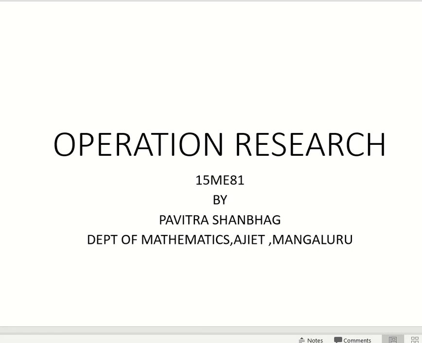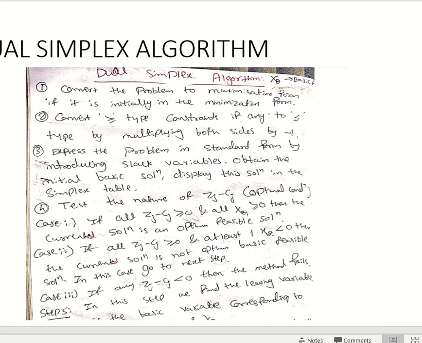Hello everyone. In the previous two classes, we have discussed the dual of a problem and some problems related to the dual, right? Now let us discuss duality by using the simplex method, that is the dual simplex algorithm. First we will discuss the basics of this dual simplex algorithm.